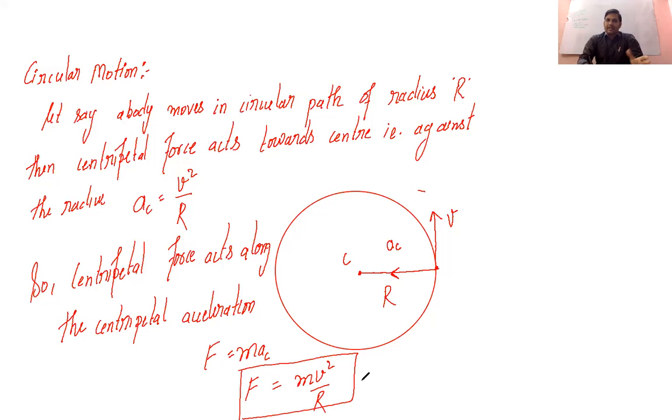So it was very necessary to know about the centripetal force, which acts towards the center, against the radius. The radius vector will be in this direction, but the centripetal acceleration or centripetal force will always be directed towards the center.